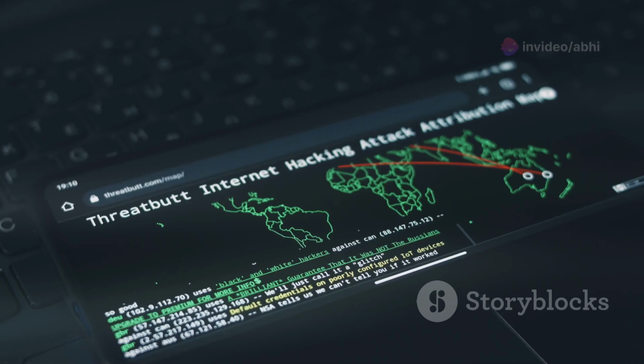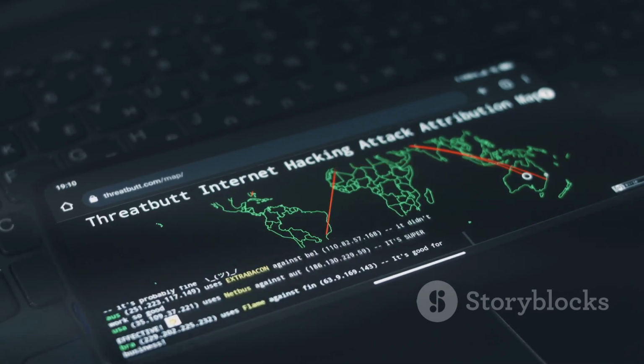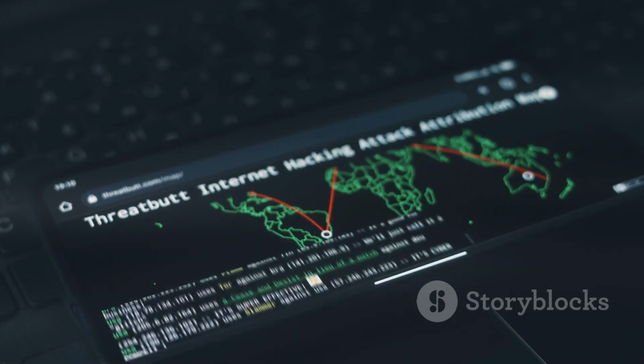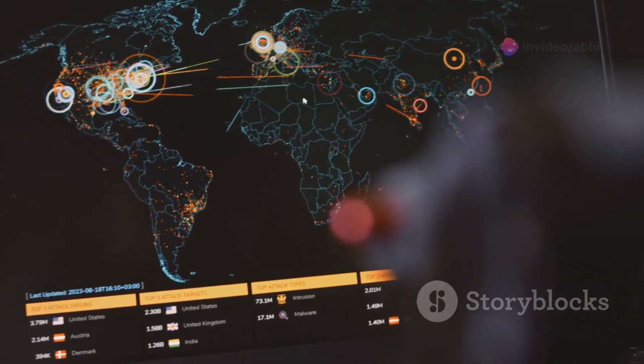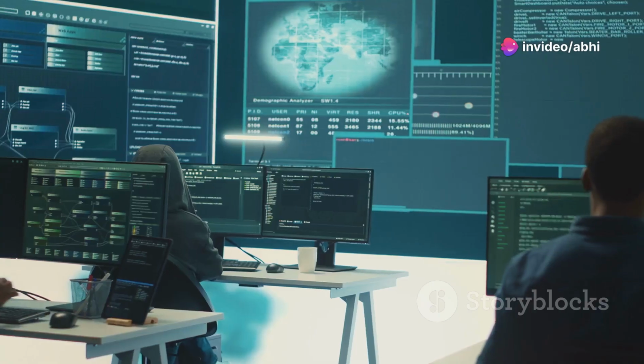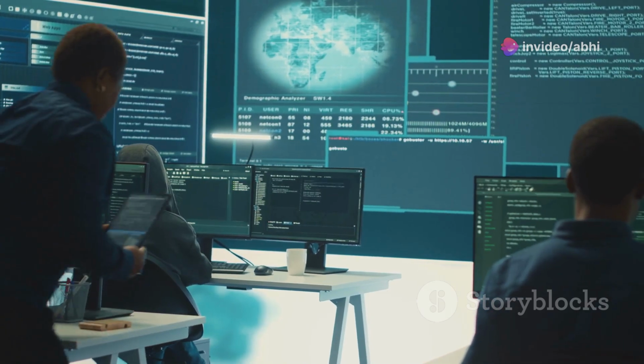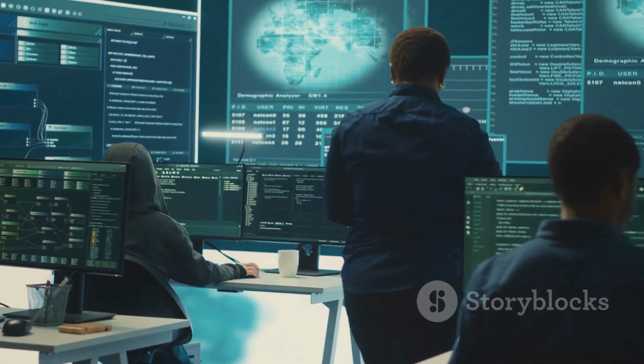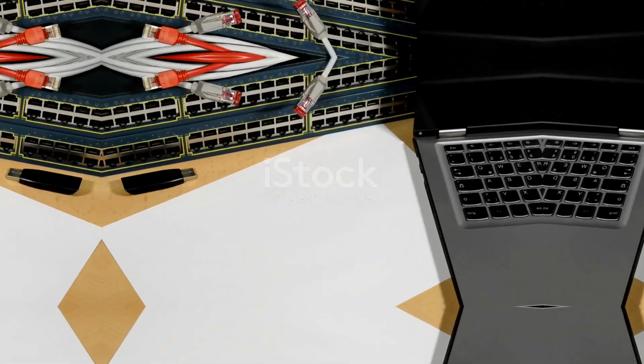TCP SYN flood attacks exploit the three-way handshake process used by TCP to establish a connection. UDP flood attacks inundate a target device with UDP packets, potentially overwhelming its resources. Port scanning involves probing a device for open ports, which can be used to identify vulnerabilities and launch further attacks.